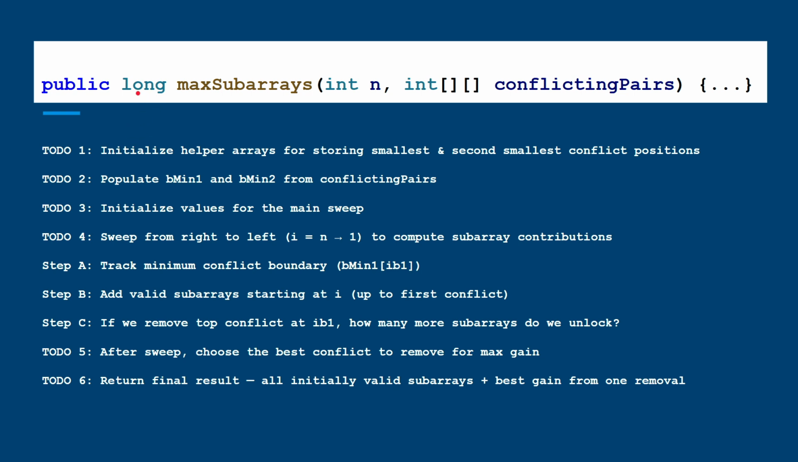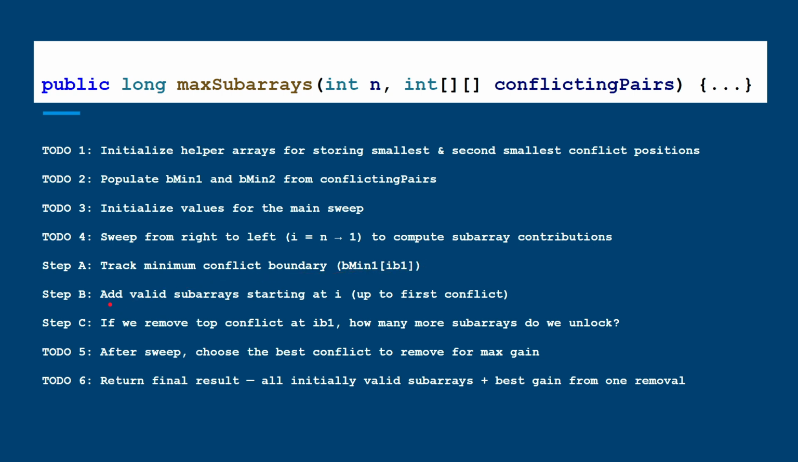We have to maximize the number, right? Return count, you can say. Very first step, initialize the helper array for storing the smallest and the second smallest conflicting pairs, right? Then we'll populate these two variables from the conflicting pairs, and we'll initialize values for the main sweep. The sweep from right to left will go from n-1 to compute the subarray contributions, right? And we'll track the conflicting boundaries. We'll show you how to do that.